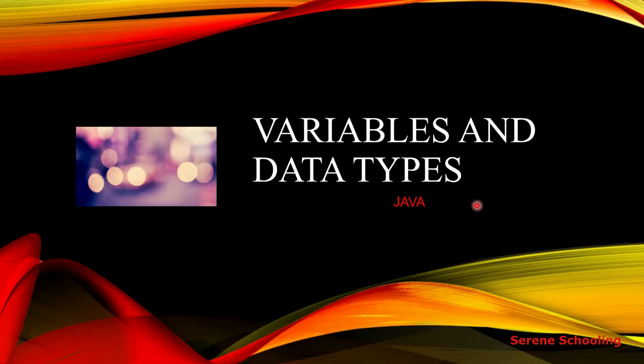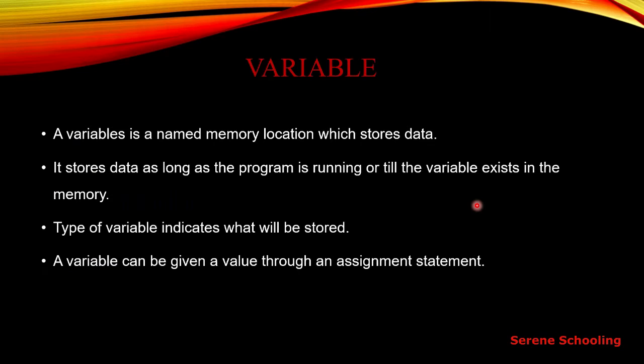Today we will talk about variables and data types in Java. So let's start with talking about what a variable is. A variable is basically a named memory location in which data is stored.